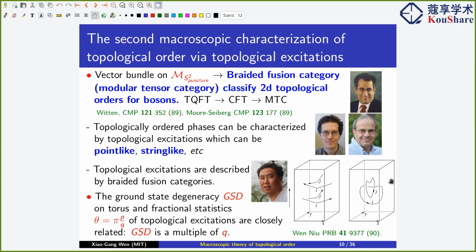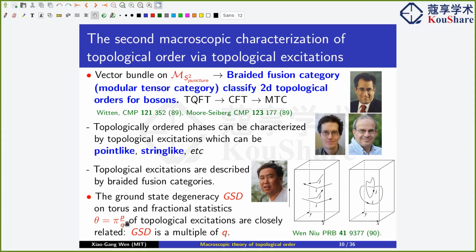And we know that this algebra has no one-dimensional representation, only higher-dimensional ones. And so therefore, from here, we can say the ground state must be a representation of this algebra. So therefore, the ground state degeneracy is a multiple of Q. Q is the mutual fractional statistics, the denominator of this fractional statistics.